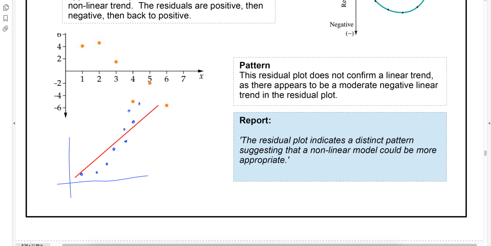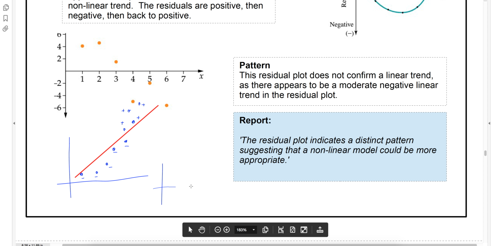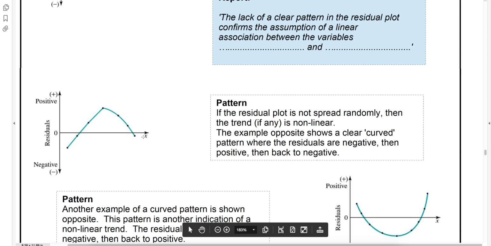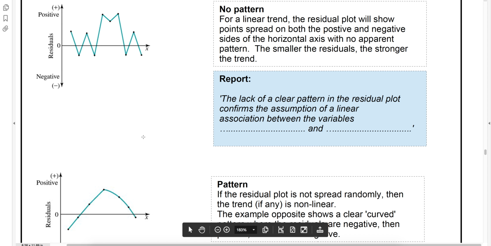Now, if we have a look at this, what would happen when we do a residual plot is we're going to have negative, negative, negative, negative, negative, then positive, positive, positive, positive residuals. So you're going to have on your residual plot all negatives and then positives. Something like that. Now, that's not good. That's a pattern. What we want to see with a residual plot to confirm that it's linear is no clear pattern.